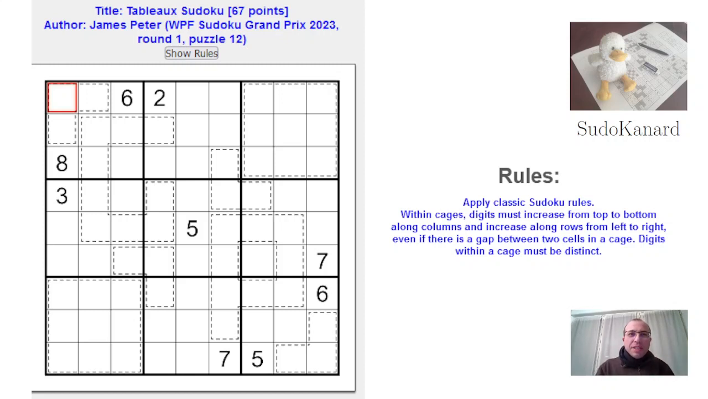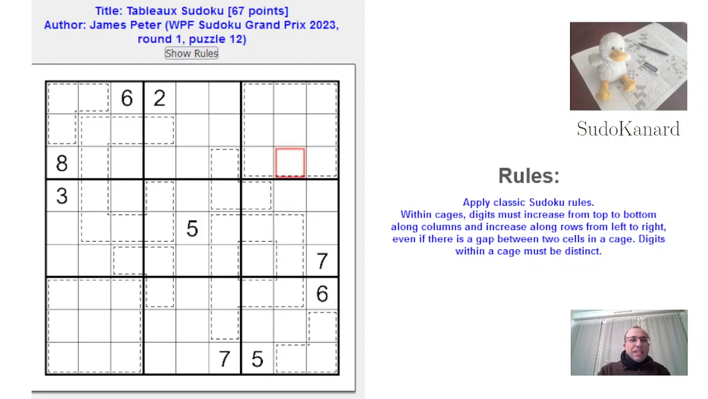We are here to solve this Tableaux Sudoku that was created by Indian author James Peter for the latest Sudoku Grand Prix round, organized by WPF, of course. And so I solved the example puzzle from the instruction booklet a few days ago on the channel, and it was very good practice.